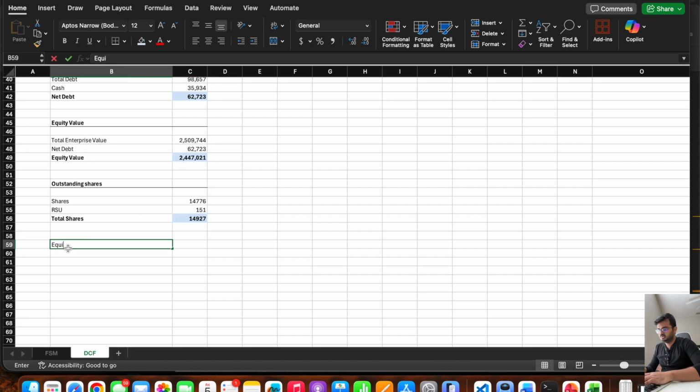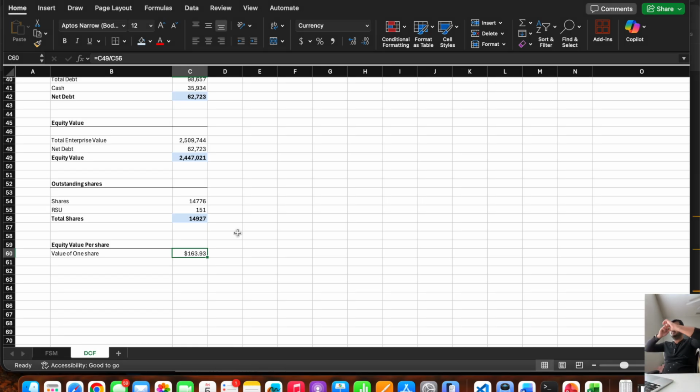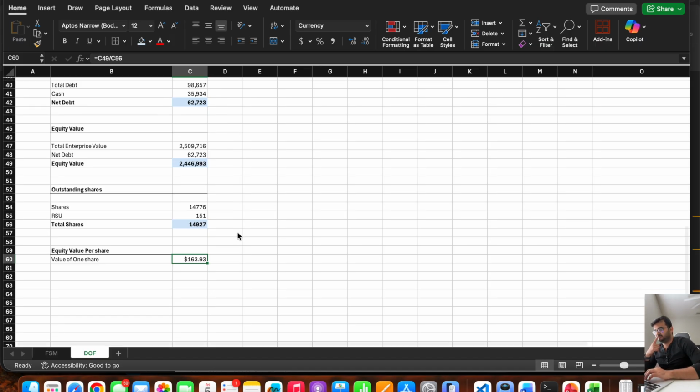Then the final step, equity value per share. Divide this guy by this guy, which is 163. By end of the day, this is the number we are waiting to see. As per our calculation, we are seeing $163.93 as the fair value of Apple per stock. This is based upon all our assumptions.